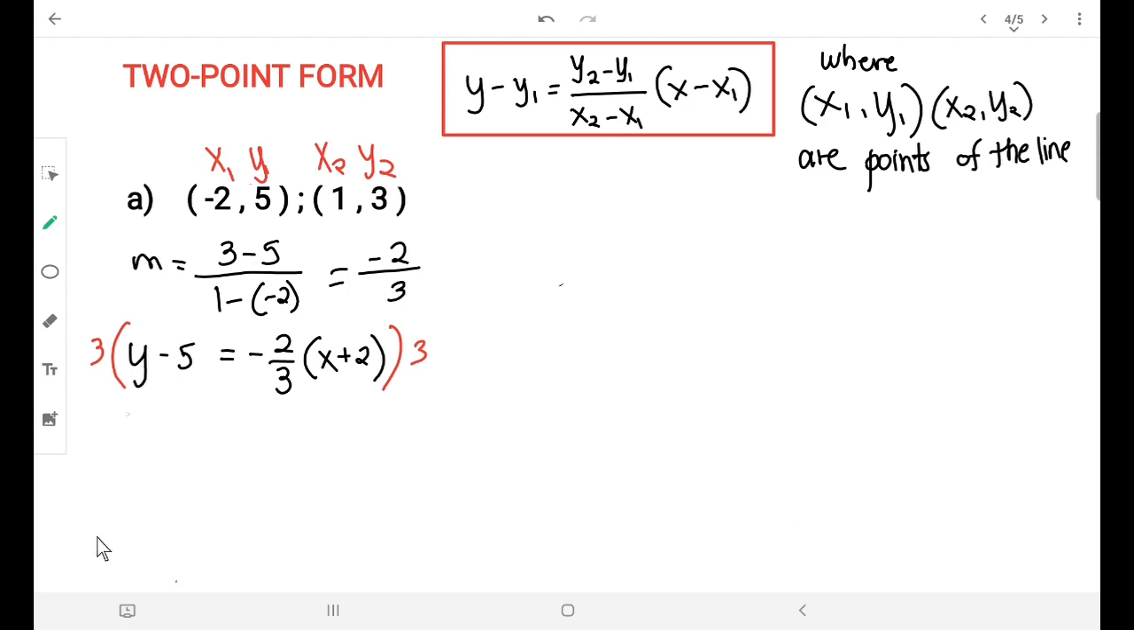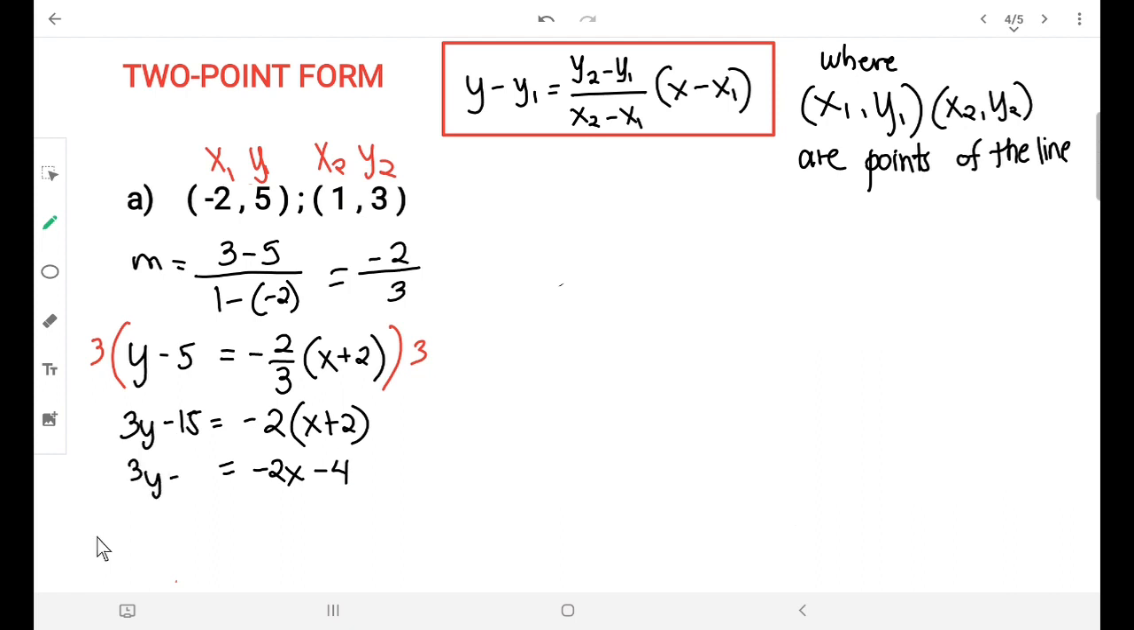So we have 3 times y is 3y. 3 times negative 5 is negative 15. So this becomes negative 6/3 or negative 2 times x plus 2. So distribute. So negative 2 times x is negative 2x. Negative 2 times positive 2 is negative 4.